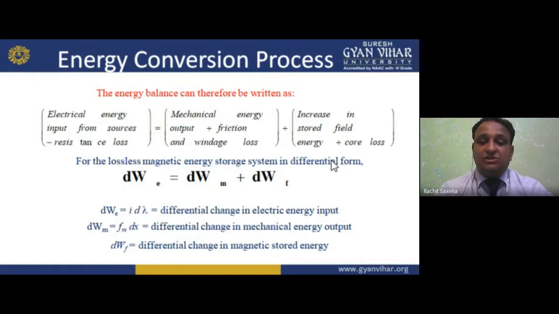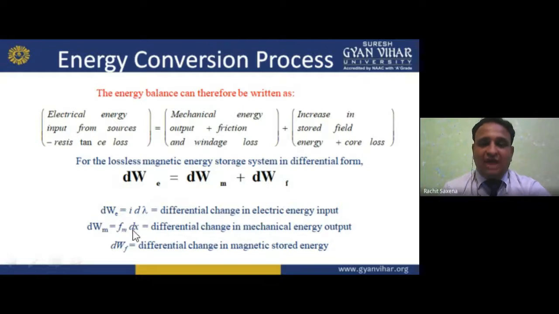Now if I am talking about the electrical losses, my dear student, in electrical losses we have the copper loss, that is the I square R loss. Now, for the lossless magnetic energy storage system, in differential form we can write dWe equals dWm plus dWf. Now what is dWe? It is i d lambda, the differential change in electrical energy input. We are considering this.